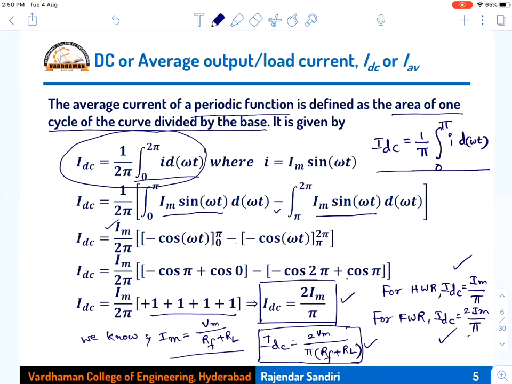Why am I doing it up to pi only? Because the shape of the signal from 0 to pi and pi to 2 pi is the same. If I'm writing from 0 to 2 pi, I am taking 2 cycles. If I am writing from 0 to pi, I am taking 1 cycle. You can take it for either 1 cycle or 2 cycles or 3 cycles or 4 cycles. The answer will be the same. You can even try by taking 3 pi also: 1 by 3 pi, integral 0 to 3 pi, I d omega t. That also will result in the same, because it is a periodic waveform.